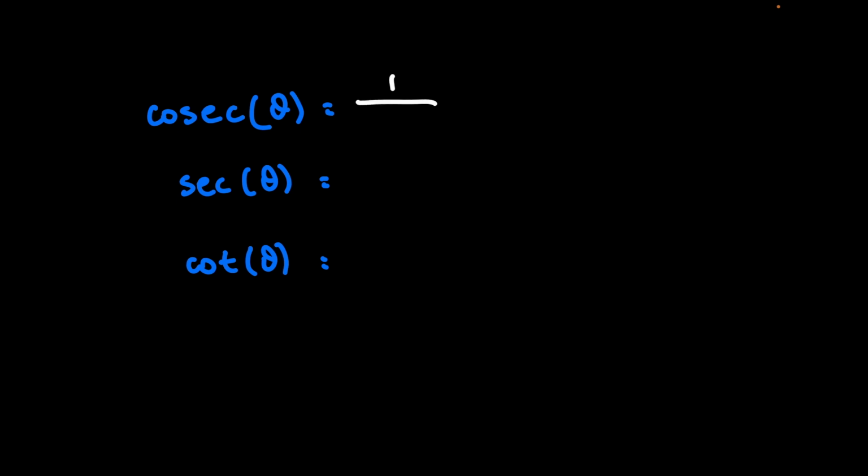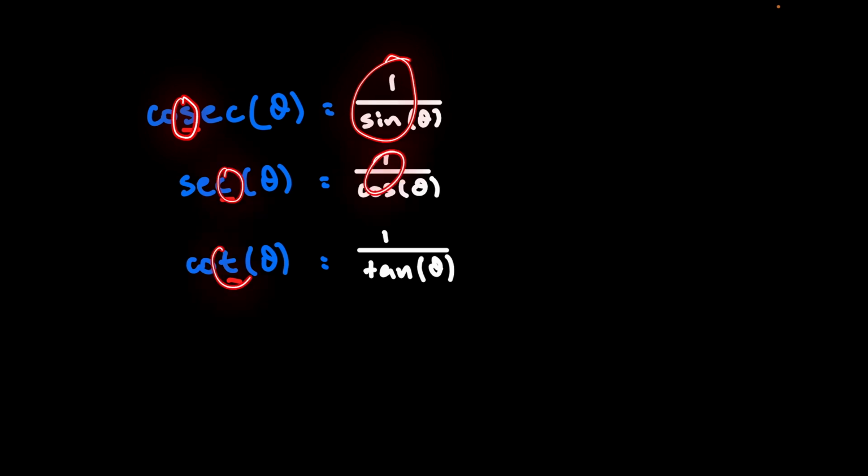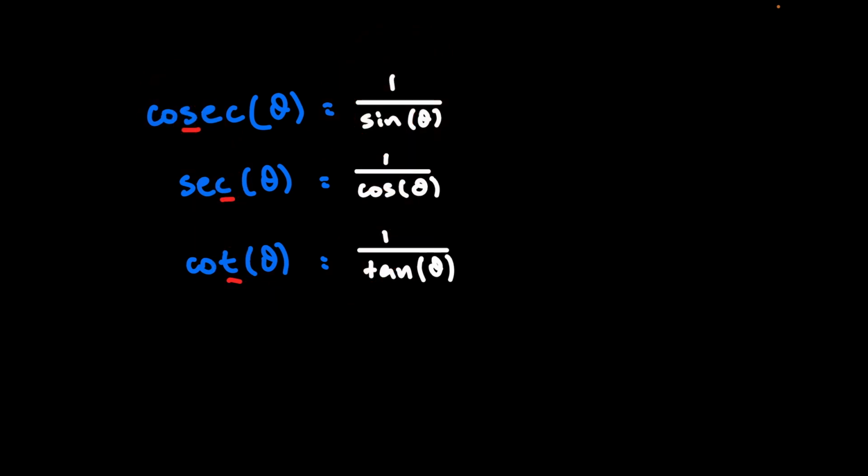Cosec of theta is the same as 1 over the sine of that same angle, so 1 over sine theta. Sec theta is the same as 1 over cos theta, and therefore cot of theta is 1 over tan theta. A very easy way to remember which one is which, as in which one of these is 1 over sine, 1 over cos, and 1 over tan, just look at the third letter of each word. The third letter is S, so it's 1 over sine. C, 1 over cos, and T, 1 over tan.